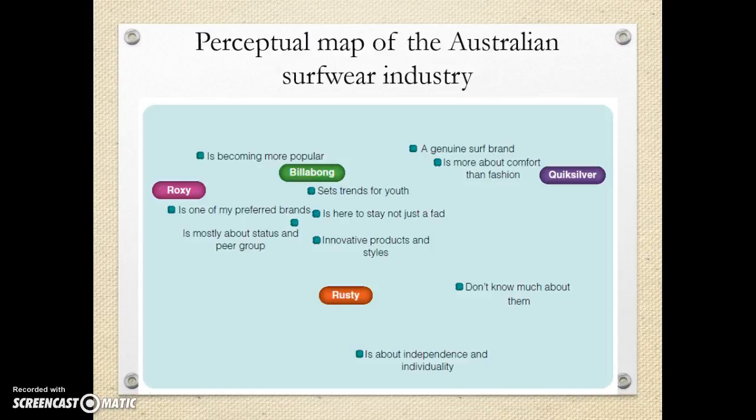So here's one of these perceptual maps of the Australian software industry, which I've taken from the textbook. You can see how they've placed Roxy, Billabong, Rusty, and Quicksilver in different areas in terms of popularity, what this particular person thought about status and peer group, and the level of innovation. So you can see that's where they're situated. Billabong is probably closer to Roxy, for example, than Quicksilver in this map with these particular criteria, which can be, of course, useful if you're looking at a competitive analysis.